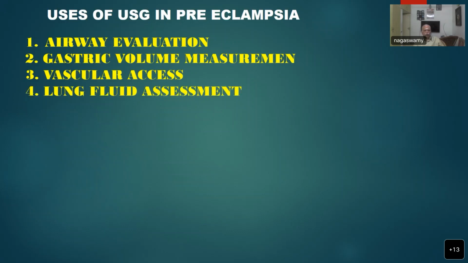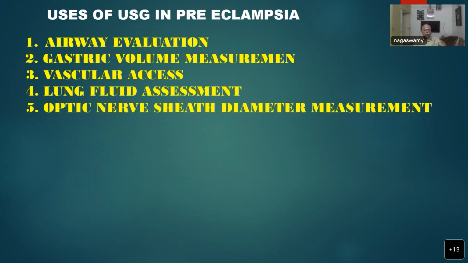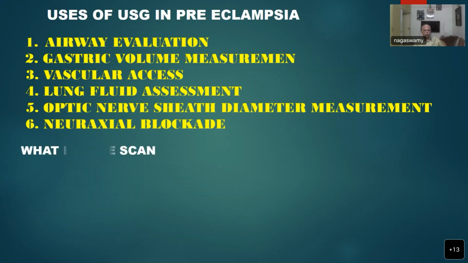And lung fluid assessment also will be helpful to assess whether the patient is likely to go into pulmonary edema. And optic nerve sheath diameter measurement is useful to assess the severity of cerebral edema in these patients because of the severe hypertension and hyperproteinemia. And for neuraxial blockade, if the back is very edematous, palpation of the bony points or landmarks will be very difficult. In that situation also USG will be useful.